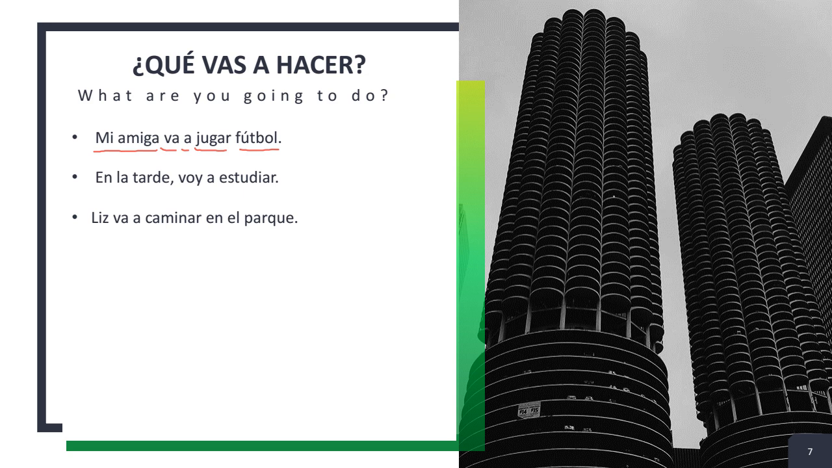Okay. And notice again, like the last example, we need our little connecting word, okay, which is to. We don't want to just say mi amiga va jugar fútbol, because that would just be my friend is going play football. And that just kind of sounds a little bit weird, right? We kind of cut out an important word there. And then you'll also notice that when we have our verb phrase there, va a jugar, we actually have two verbs there. We have the verb to go, and we also have the verb to play.